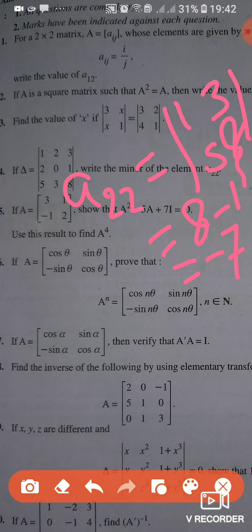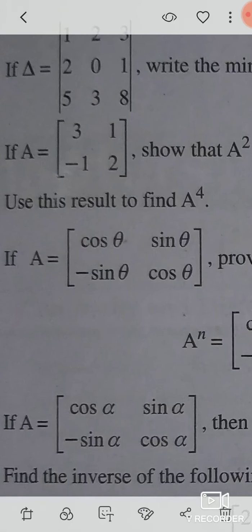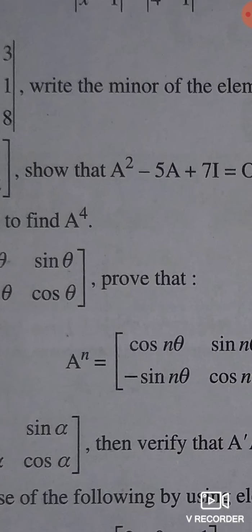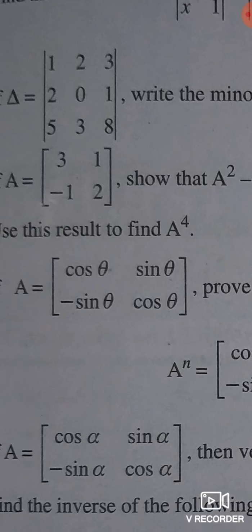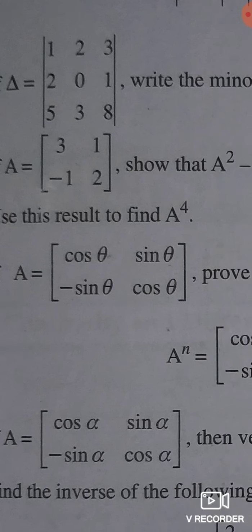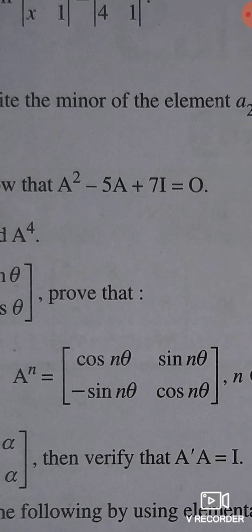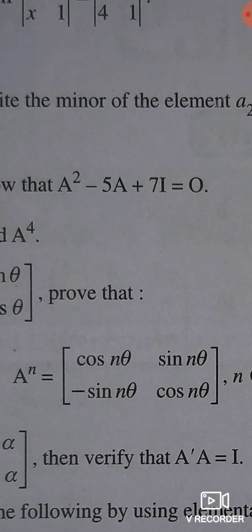Now come to the next question, question number 5. If A equal to a matrix of order 2 by 2, such that A square minus 5A plus 7I equal to 0. Dear student, in this question at first you will find A square, meaning you will multiply matrix A by itself, then multiply matrix A by 5, then 7 into the identity matrix of the same order. After putting all values in the given expression, you will get a 0 matrix of order 2 by 2.